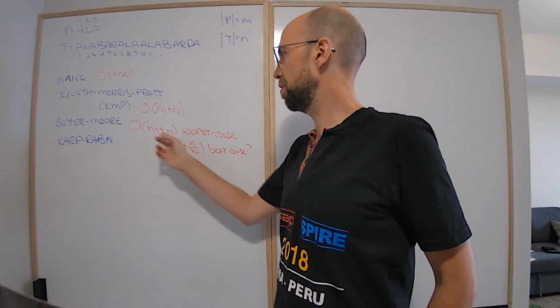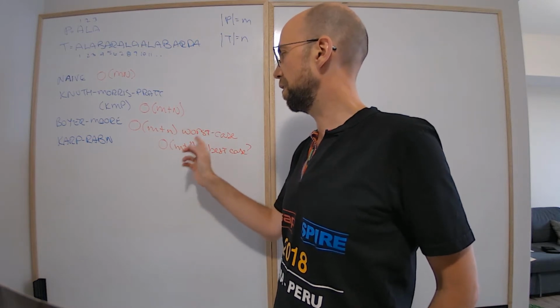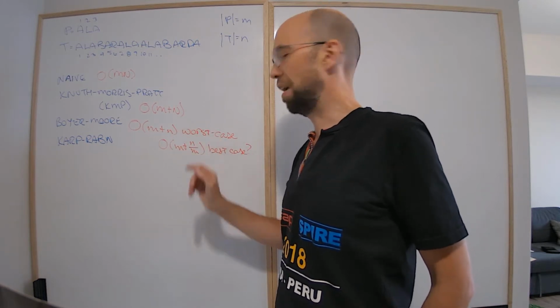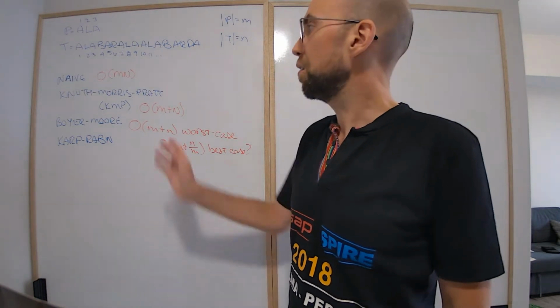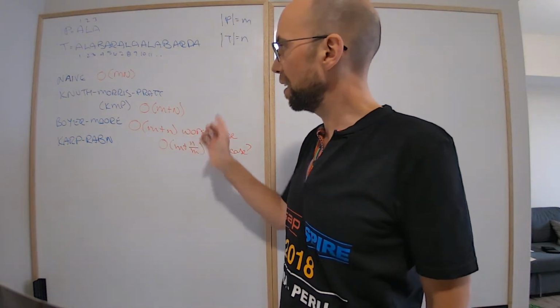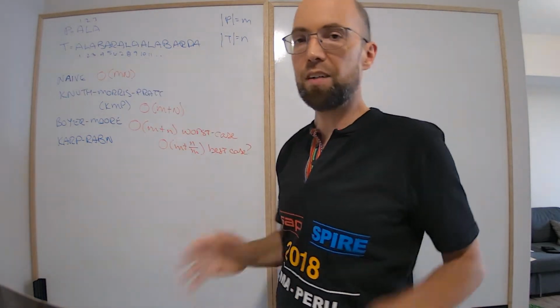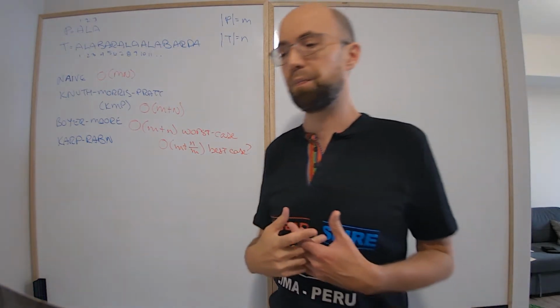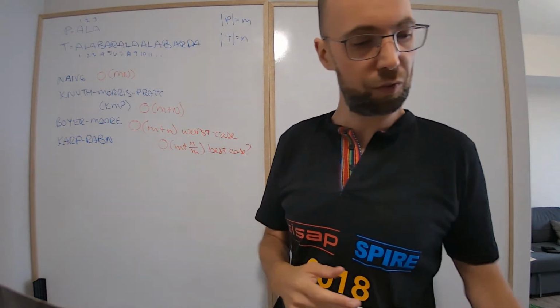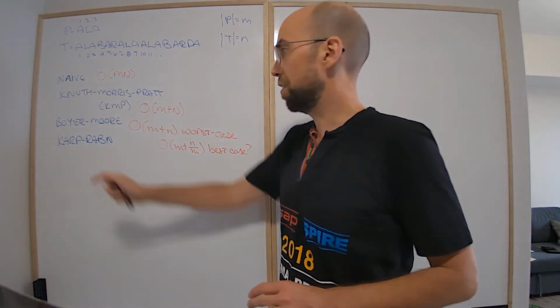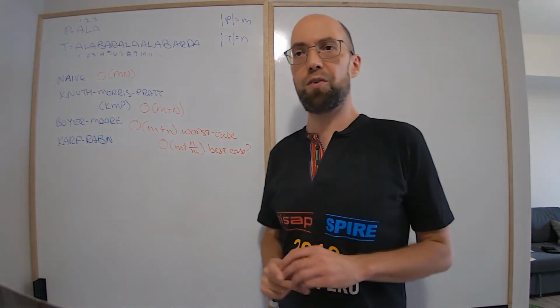And if this is linear, then the best case is m plus n over m. Notice, so this is better in the best case than these two. And actually, in practice, it is faster. So now, let's talk about Karp-Rabin, which is also going to be linear, but is super cool.